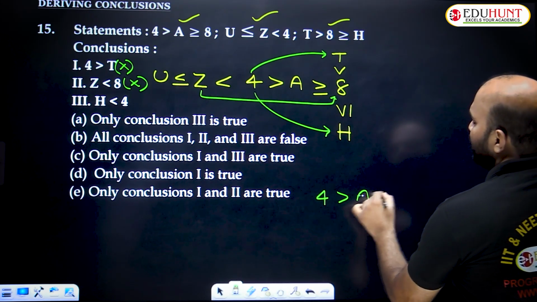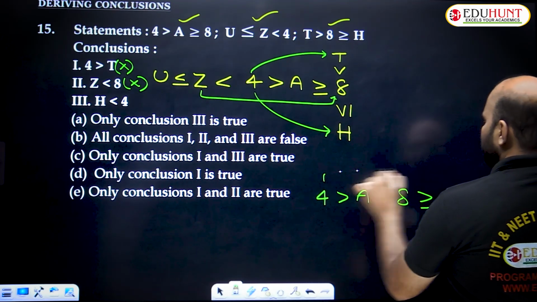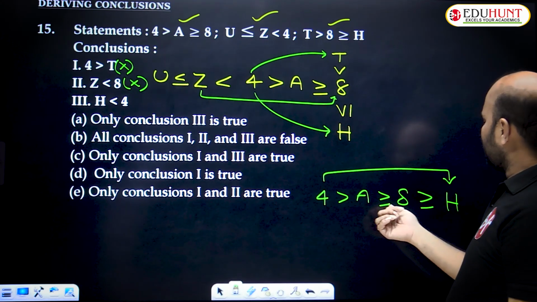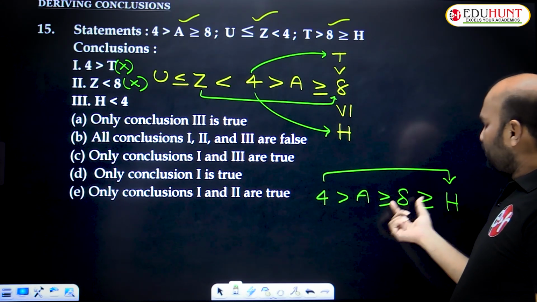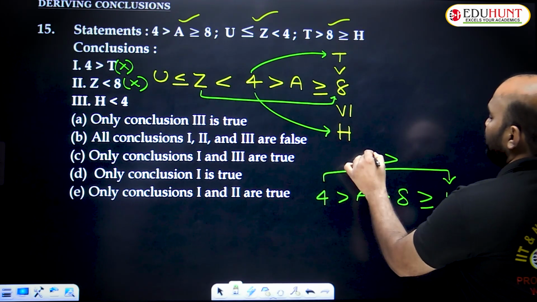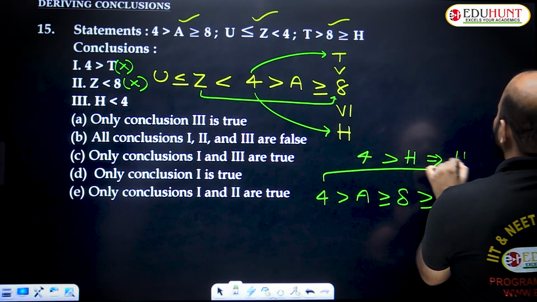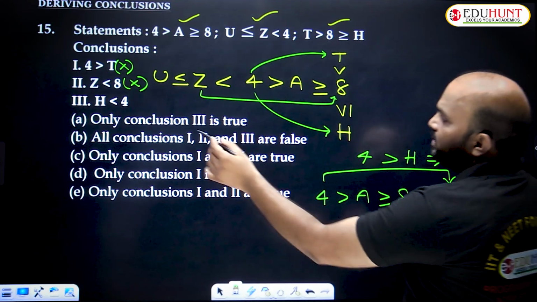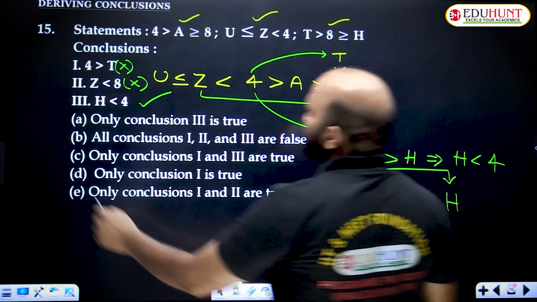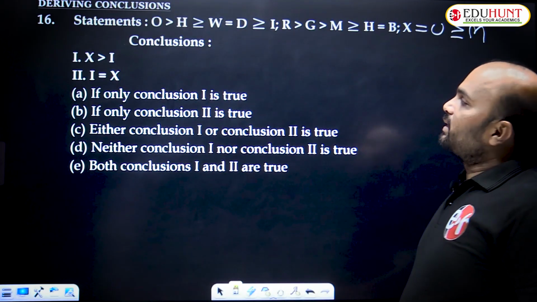So 4 to H, what is the relation? 4 is greater than A is greater than or equals to 8, 8 is greater than or equal to H. So 4 to H, two symbols are compared, one is greater than, another one greater than or equal, both are same. You can read it only one time. One is single, another one double, finally got single. So 4 is greater than H. It can be written from H, H is less than 4. Is it H is less than 4? Yes, this is true. Only the third conclusion is true, option A is the right answer. Am I clear?